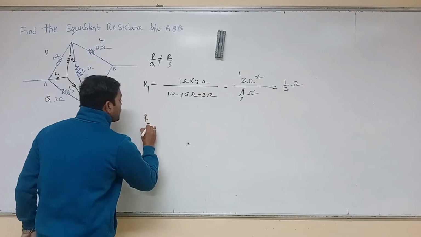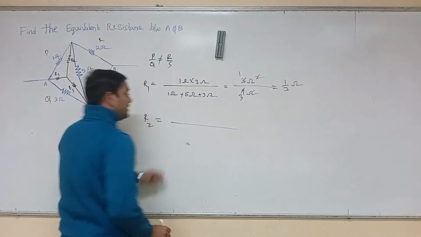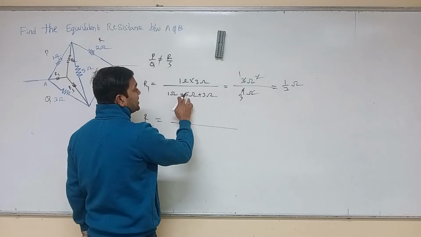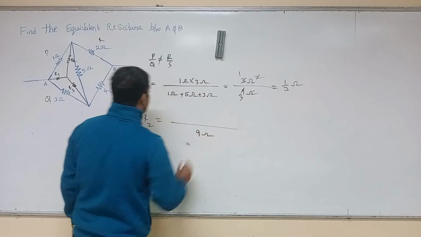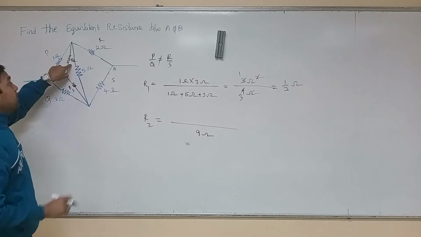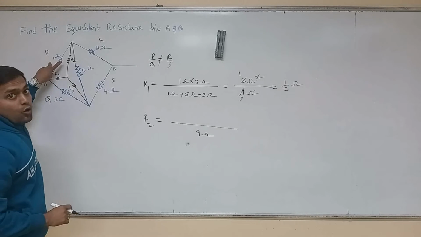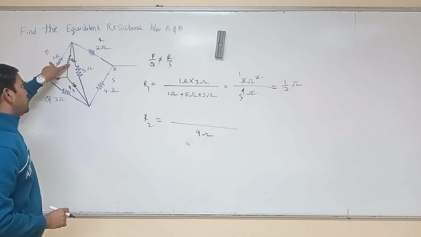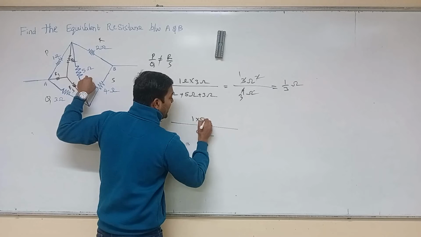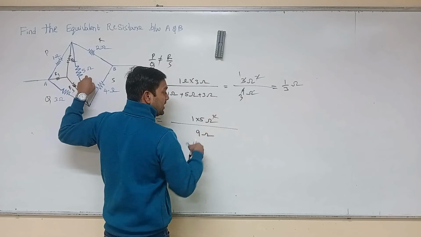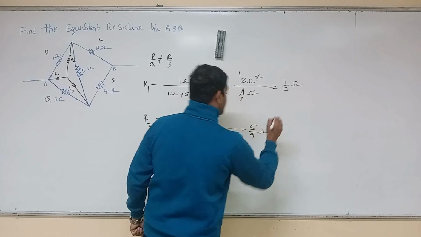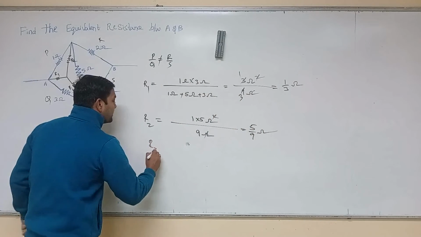And let us take R2. So the value of R2, in the denominator we are going to get 1 plus 5 plus 3, the same thing, 6 plus 3, that is equal to 9 ohms. And where is R2? R2 is here. So we need to multiply the resistors which are beside this R2, that is 1 ohm and 5 ohms. So 1 into 5 ohms square, and square will get cancelled out, so this will be equal to 5 by 9 ohms.